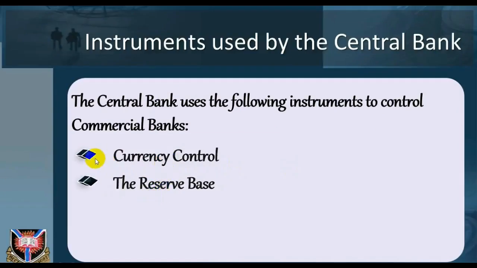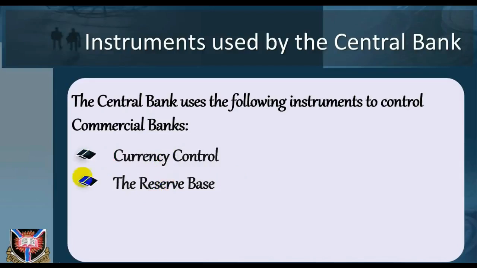Suppose that the public wishes to increase the fraction of total money supply it holds as notes and coins. Faced with a cash drain to the public, the commercial banks will withdraw deposits from the central bank and the bank will print the necessary banknotes.